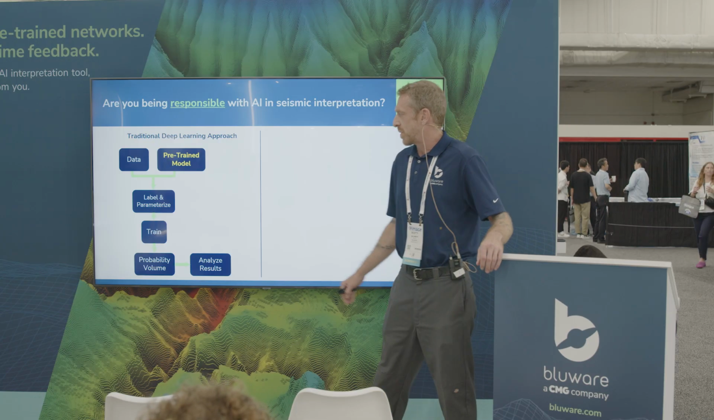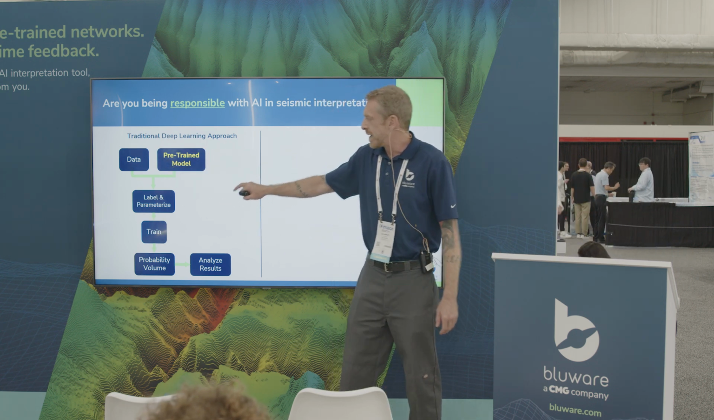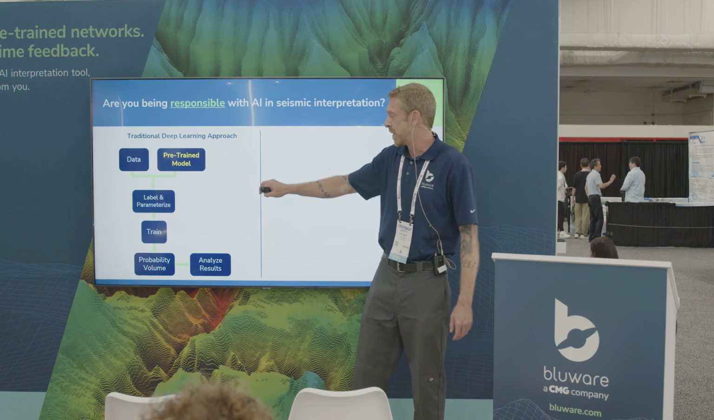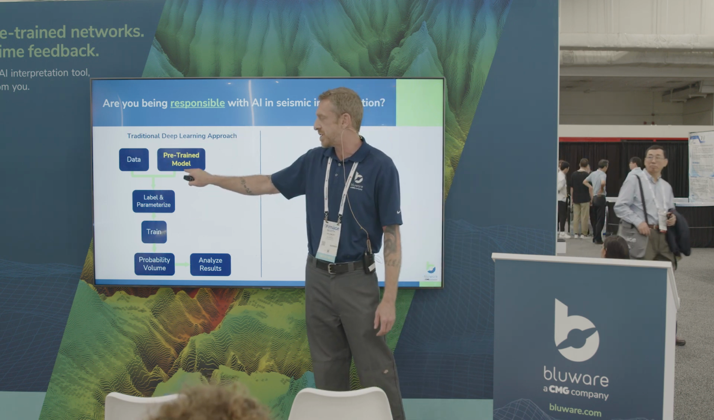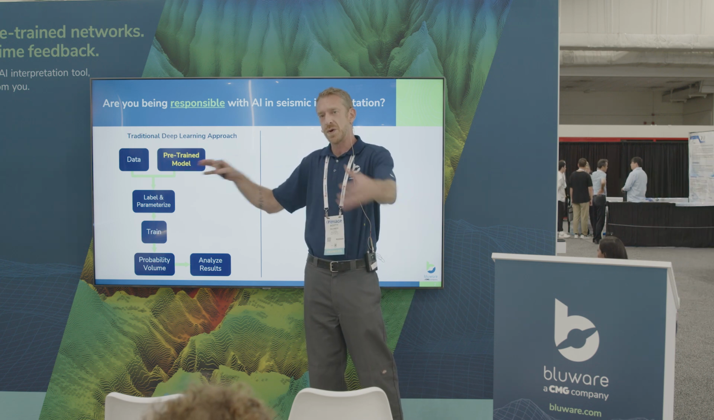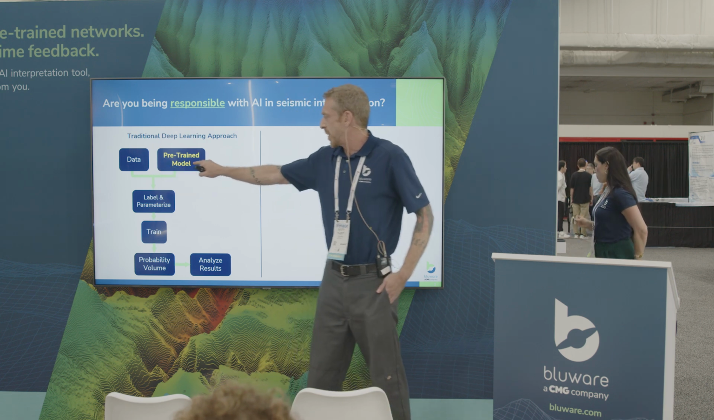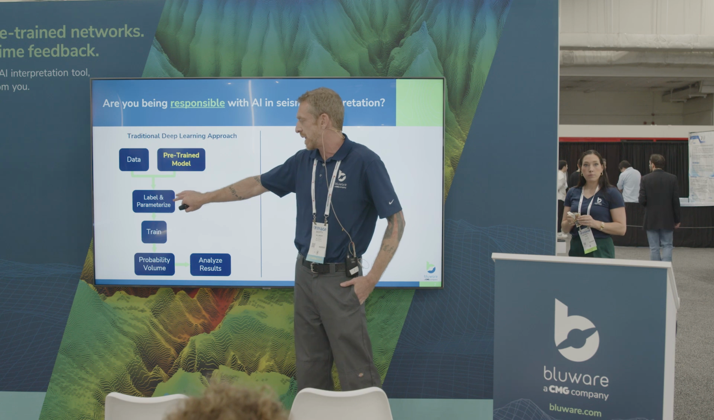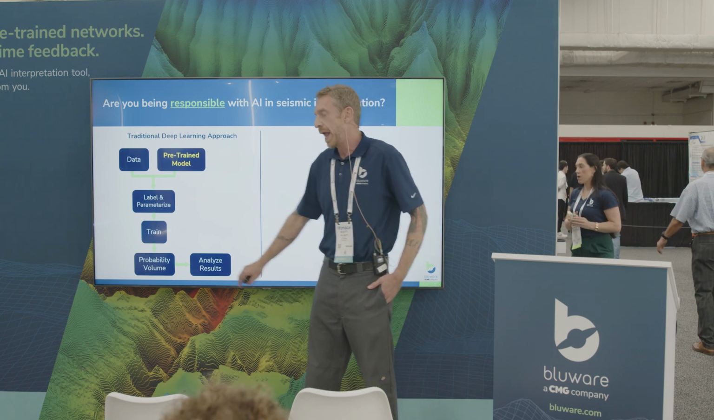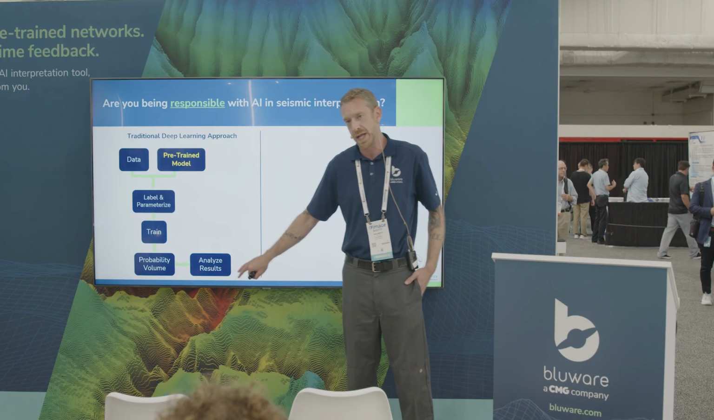This diagram shows a traditional deep learning approach where you start with your data and you have a pre-trained model. The entire goal of this approach is to perfect the model so your data fits into the model. So you start with your data, you start with the pre-trained model, and then depending on the application you use, you add labels, you parameterize the network, and then you train. After you've trained, you generate a probability volume output, and then you analyze the results.